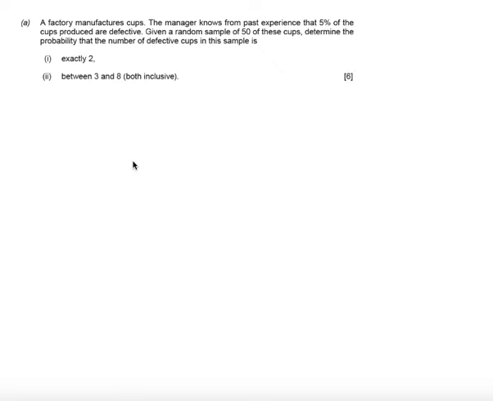Okay, so the first thing to notice in this question is that we have a binomial distribution. The way we identify this is we're given a number of trials. It's this random sample, so we've got n equals 50, and we're also given a win, lose, fail, succeed, defective or not defective situation. So start off by declaring that x equals number of defective cups.